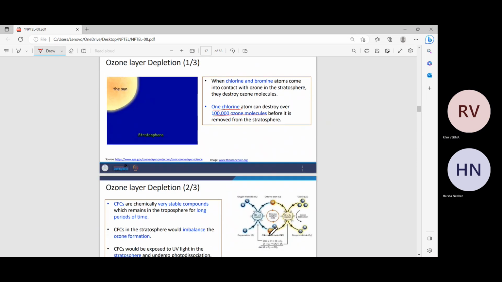That is why these CFCs, which are chlorofluorocarbons, a type of gas that is basically in our homes.